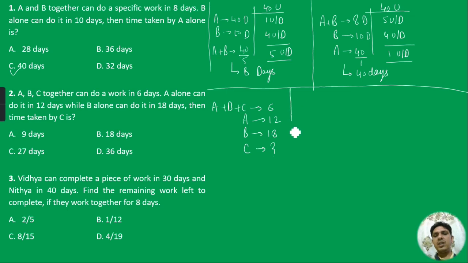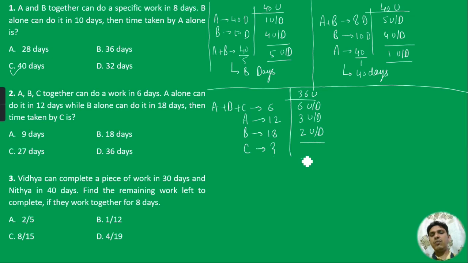So students, first of all, take the LCM of 6, 12, and 18. LCM will be 36, 36 units. Assume 36 units is the complete work. Now 1 day work of A, B, and C will be 36 divided by 6, that is 6 units per day. 1 day work of A will be 36 divided by 12, that is 3 units per day. 1 day work of B will be 2 units per day.